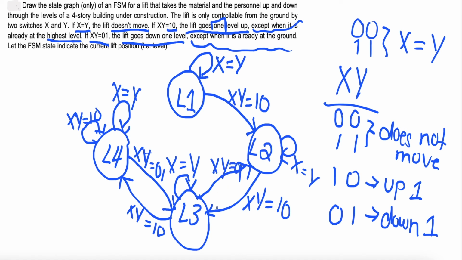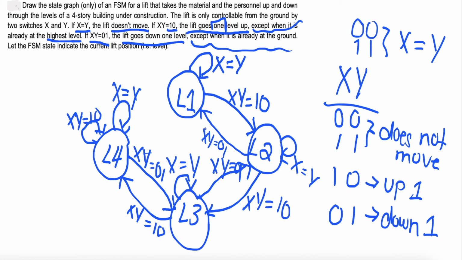Can we follow that part so far? Can we follow that? Now, from level 2 to level 1, it goes down when xy is equal to 0, 1. So now we have level 4 to level 3, xy is equal to 0, 1, it goes down one level. Level 3 to level 2, xy is equal to 0, 1, it goes down one level. And from level 2 to level 1, xy is equal to 0, 1, so it goes down one level.